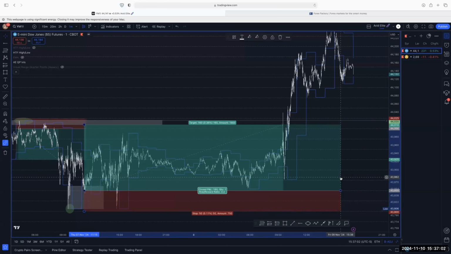Is there any questions? This is like, this is crazy. But I got a quick question. You see the blue lines? Is that your own? The HTF high lows, or is it?